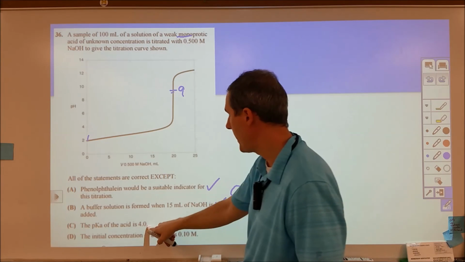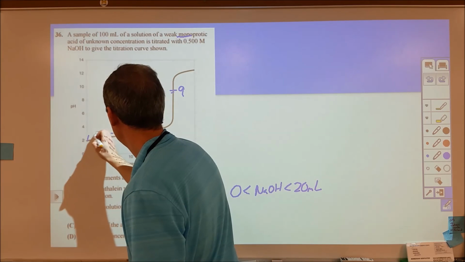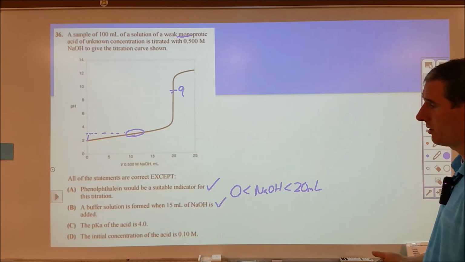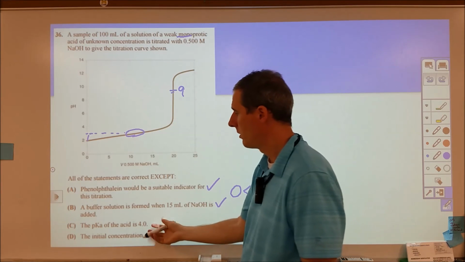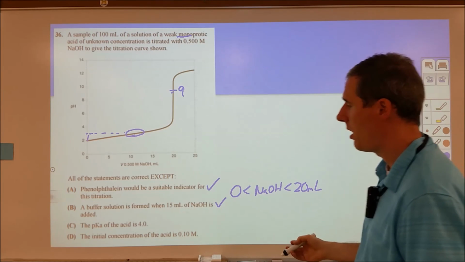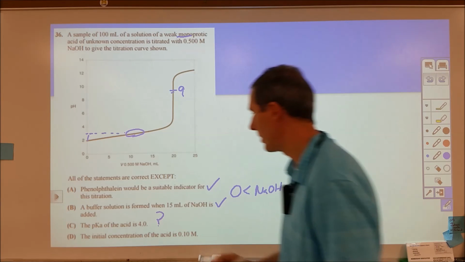Okay, the pKa of the acid is 4, so our pK value, we're looking somewhere over here, trace that back. It looks like it's about 3, which is close. So this might be wrong, but let's check the last one first to make sure. And then we'll come back and evaluate whether or not we think that that's close enough or not.